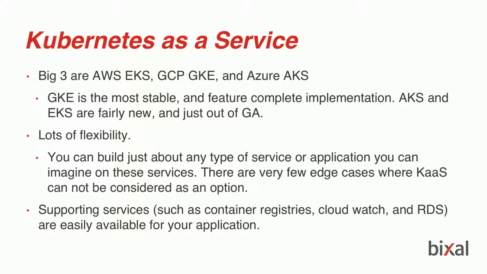Against tradition, Google is actually the first to market here. And so GKE is generally considered the most stable and easy to use and feature complete implementation at this point. AKS and EKS are fairly new. They just came out into general availability 3 to 6 months ago, depending on the service. And while initial reports are that they're fairly stable, it's definitely still a bleeding edge project and product, and they're still working those edge cases out.